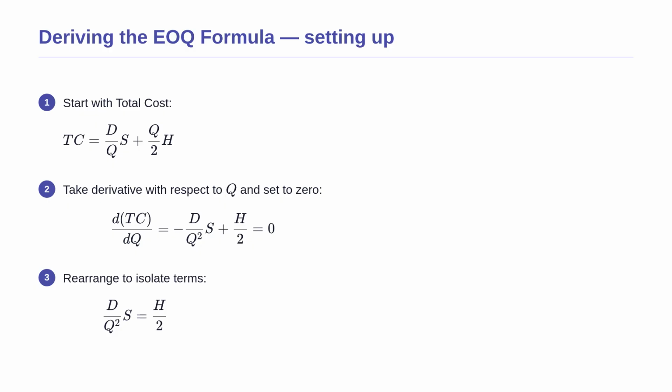and setting it equal to 0. This derivative represents the slope of the cost curve, and setting it to 0 finds the exact bottom where the slope is flat. When we move the negative term to the other side, we see something amazing. The annual ordering cost exactly equals the annual holding cost.